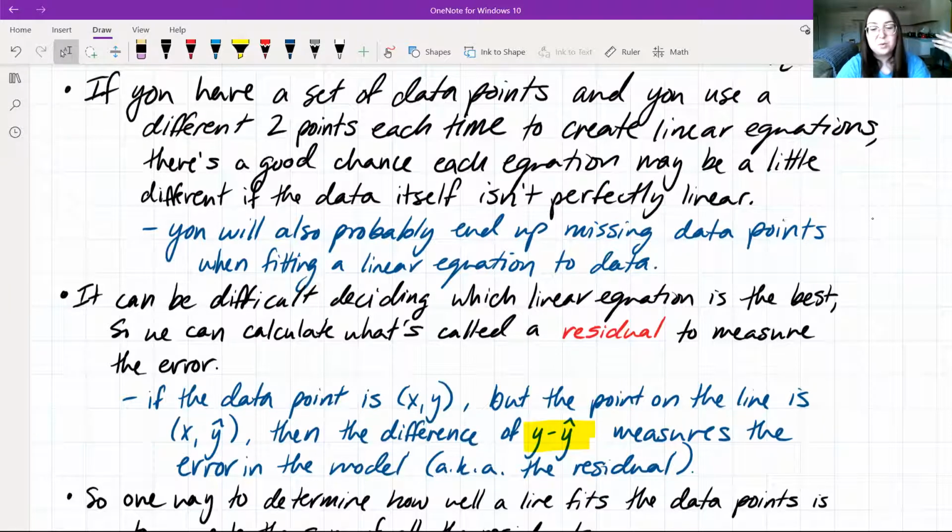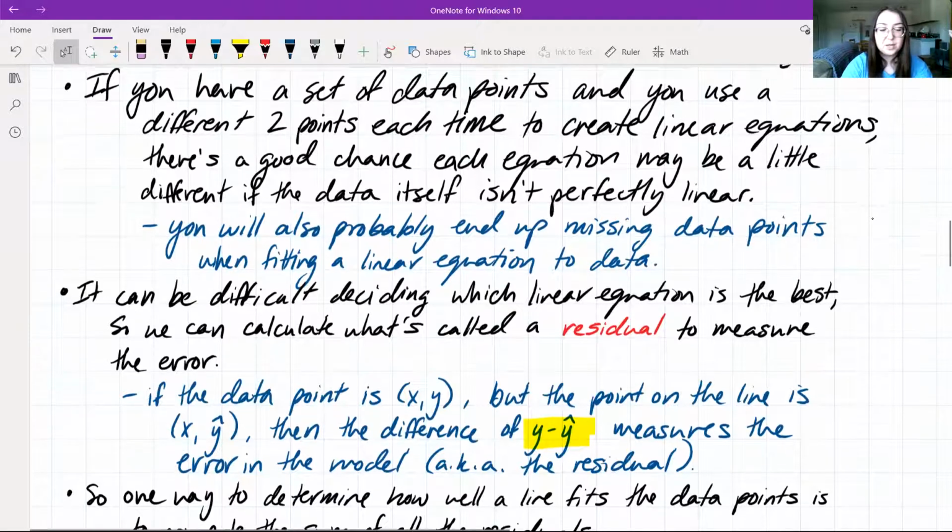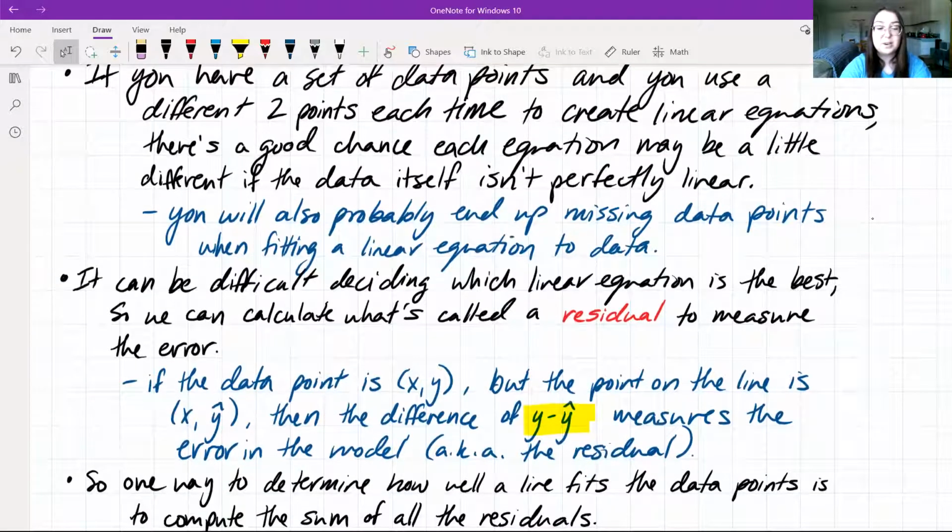And so when you want to create a linear equation for a set of data, you're trying to get a linear equation that is going to go through as many data points as possible, or at least best estimate. So it can be really difficult deciding which linear equation is the best. So what we calculate is what's called a residual, just to measure that error. And so the residual is, if you're looking at a graph, going to be the distance between your linear expression and the actual data points.